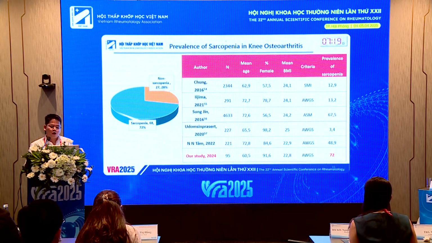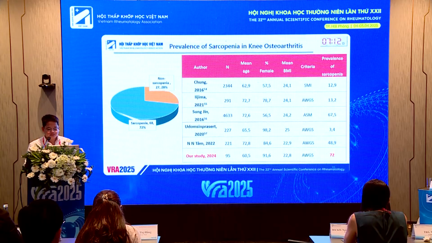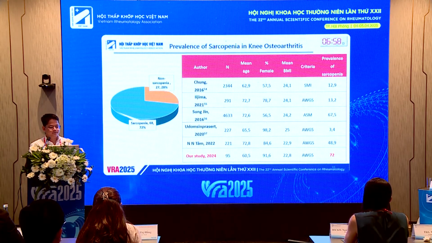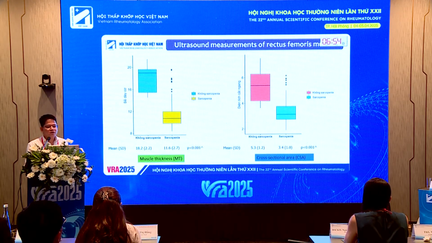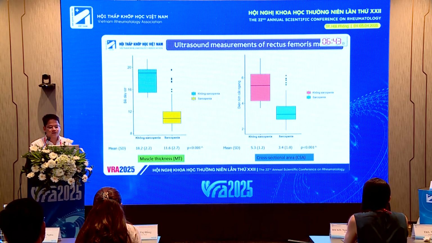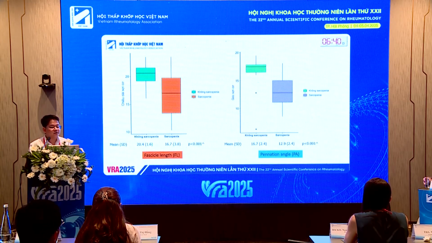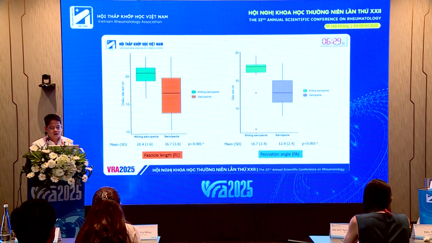And as shown in the figures, the prevalence of sarcopenia in patients with knee OA was 72%. As the diagnosis of sarcopenia differs by criteria, our data show a relatively higher prevalence than other studies. About the ultrasound measurements of the rectus femoris muscle, the average rectus muscle thickness, cross-sectional area, fascicle length, and finally penetration angle in the sarcopenic patients were significantly lower than in the control group.